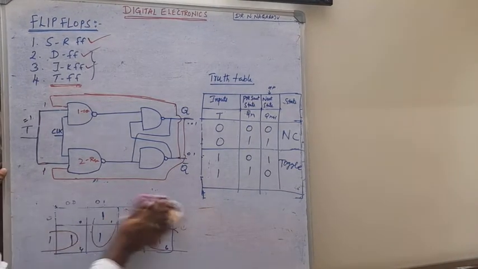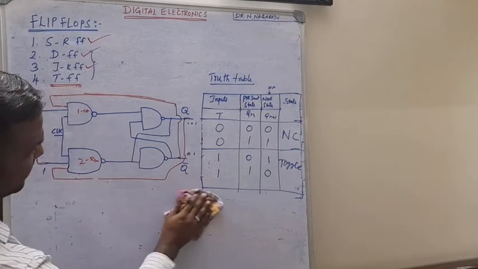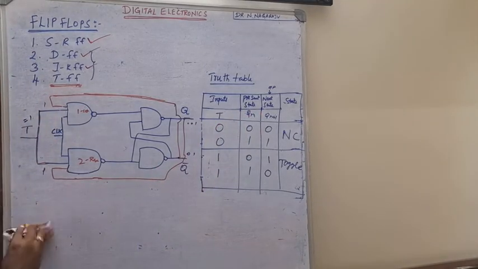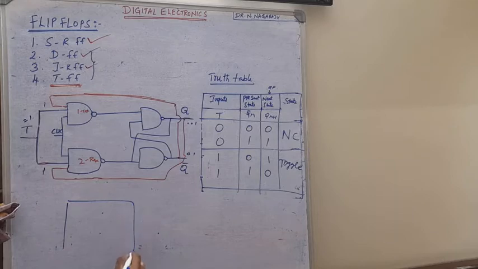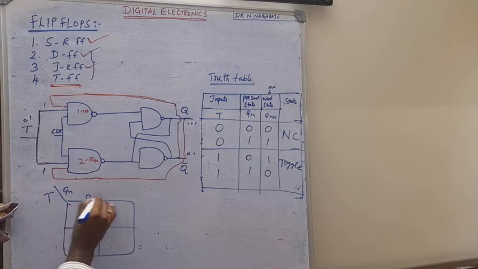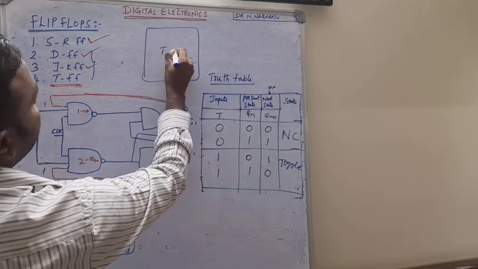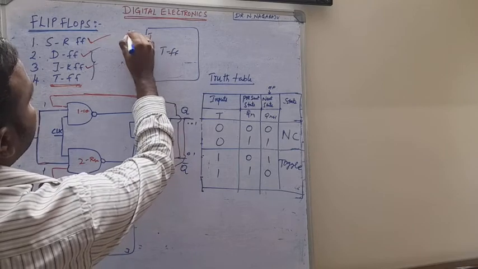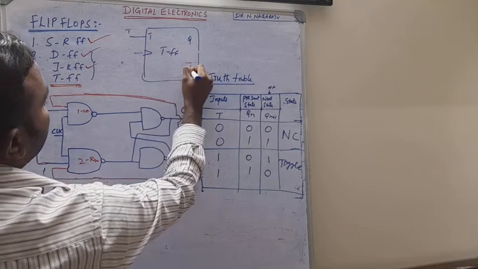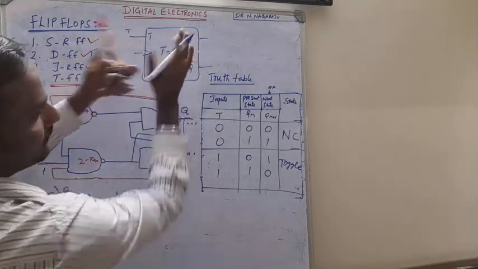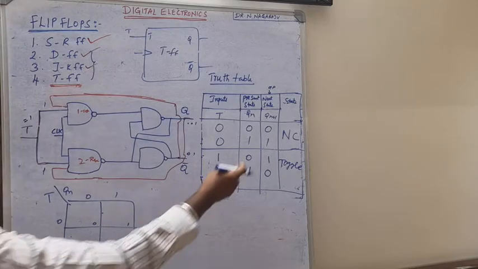Now I am going to find the characteristic equation for this one by constructing a K map. Two variables are there, so I use a two variable K map, with T and Qn, 0, 1 and 0, 1, so cells 0, 1, 2 and 3. The basic symbol for the T flip flop has only one input, T, and a clock signal, with Q and Q bar as two outputs. Inside this symbol, this circuit is available.